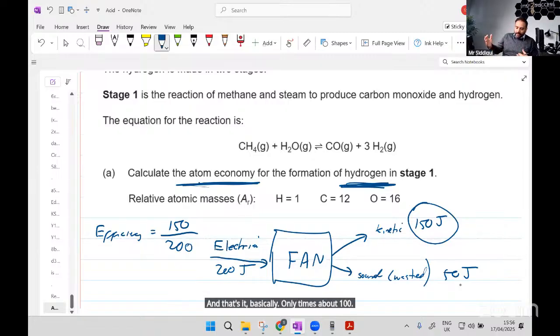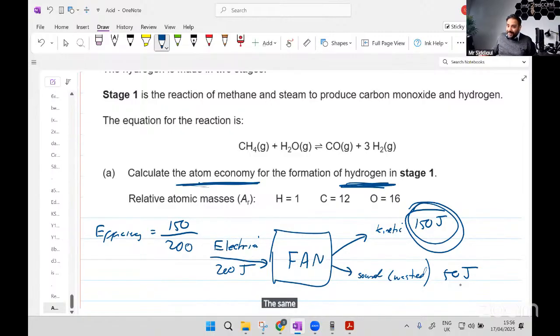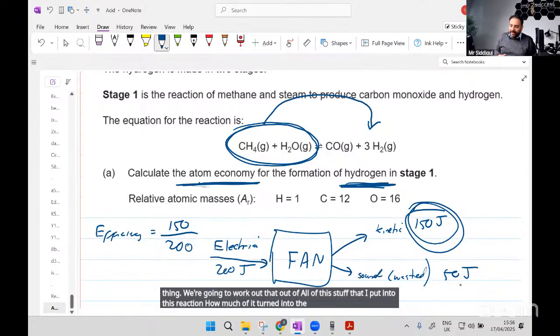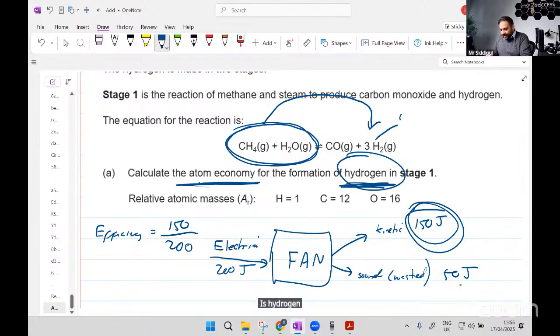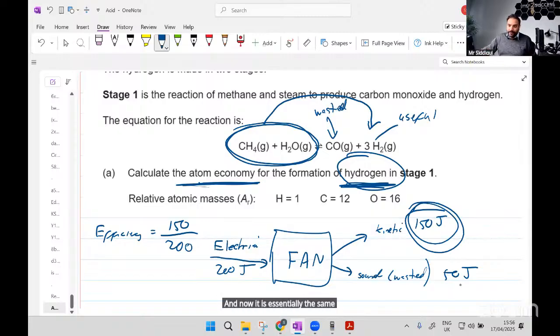But essentially what we've done is we've gone out of everything that we put in, what turned into useful energy. In this case, that was 150. The same thing basically applies to atom economy. It is essentially the same thing. We're going to work out that out of all of this stuff that I put into this reaction, how much of it turned into the useful thing that I was trying to make, which in this case, they tell you in the question, is hydrogen. So think of hydrogen as the useful substance, and think of this bit as the wasted substance. And now it is essentially the same as an efficiency question, which I'll prove to you.